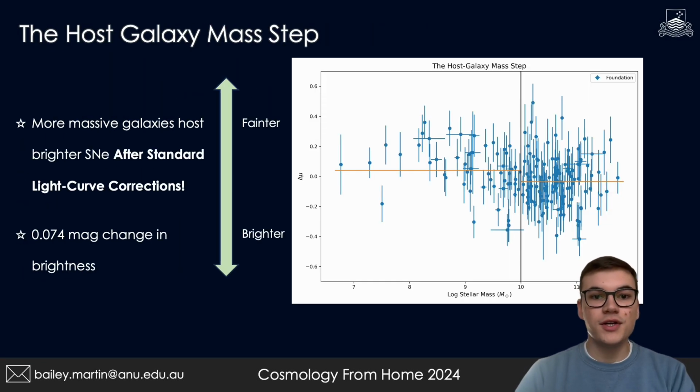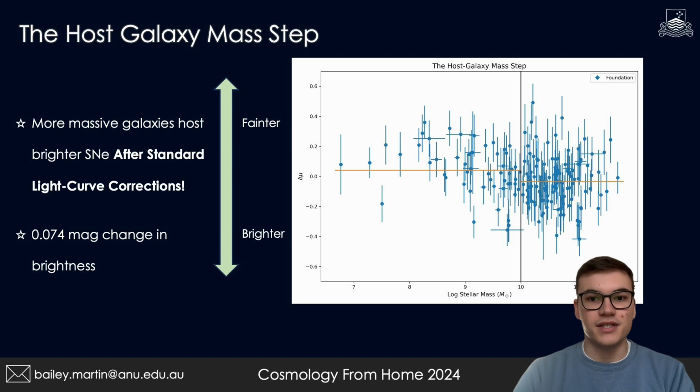So we find that after correcting supernova light curves, galaxies with a larger stellar mass produce supernovae which are slightly brighter than less massive galaxies. This figure shows the Hubble residual as a function of the stellar mass of the host galaxy, and we can see a clear increase in brightness as we move to higher masses.